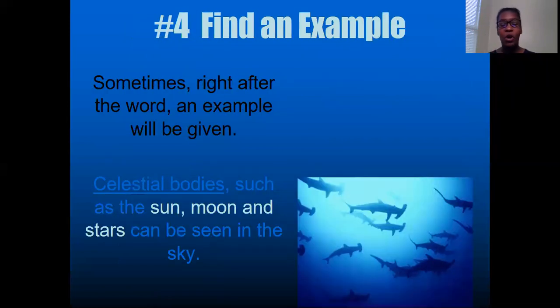Okay, number 4 strategy, find an example. Sometimes right after the word, an example will be given. So let's look at this example. Celestial bodies such as the sun, moon, and stars can be seen in the sky. So now let's look at it. What is a celestial body? They just told us exactly what they are. The sun, moon, and the stars.